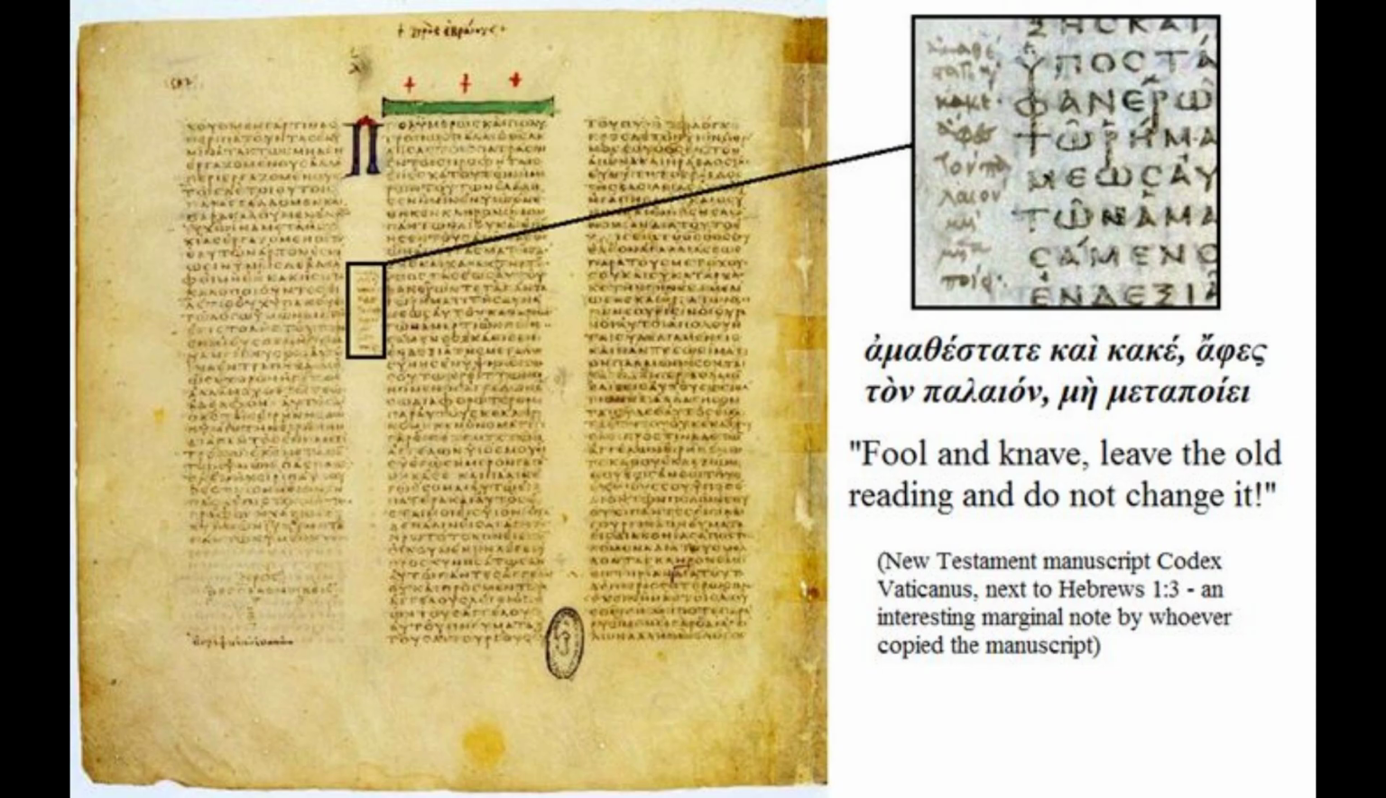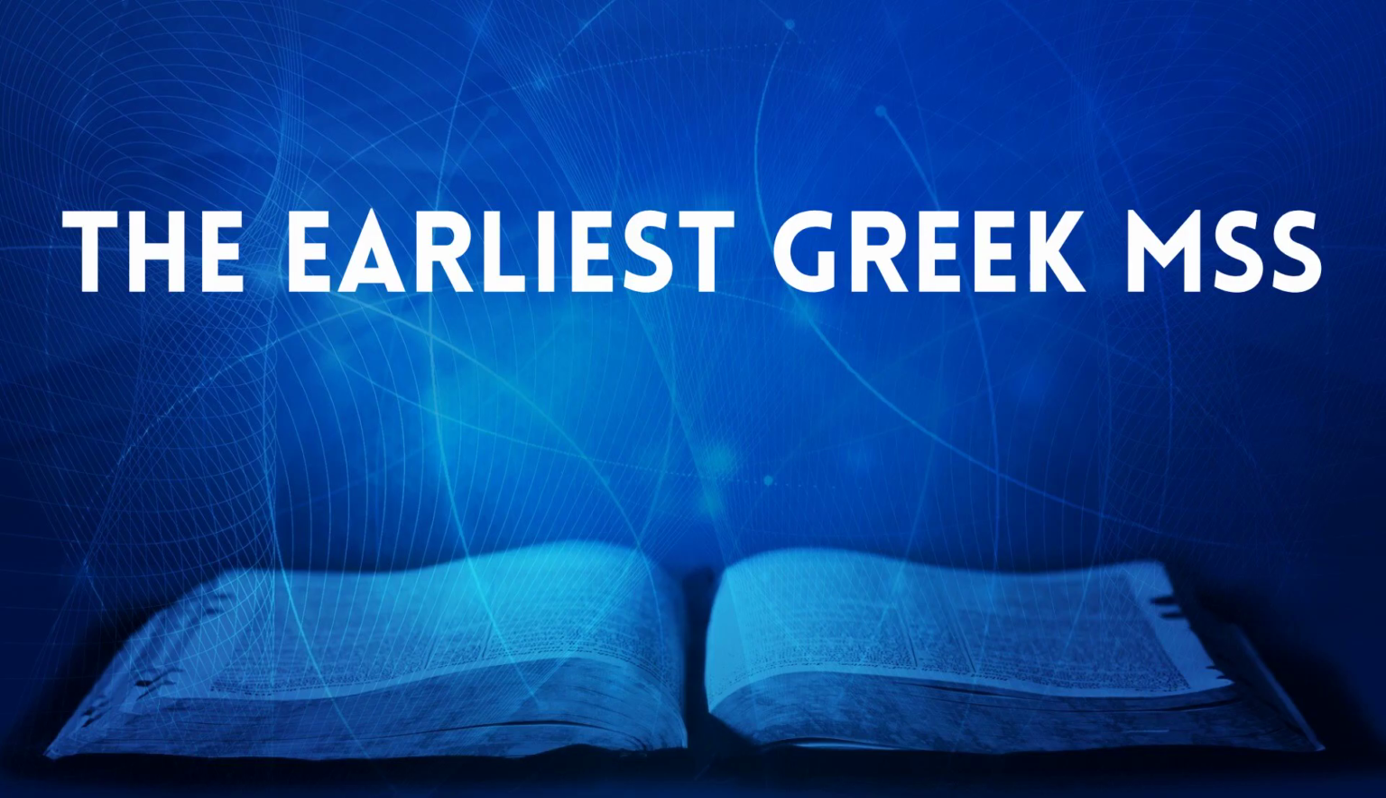And so he then, in the margin, writes, I think one of the best slams for ancient nerdy stuff ever. He writes in the margin, he says, "Fool and knave, leave the old reading, do not change it." Right? And so he called out the previous scribe and then corrected it back to what it was supposed to read and kept on going, right? So there was a lot of effort made to make sure that these documents were preserved. I think that's especially kind of funny.